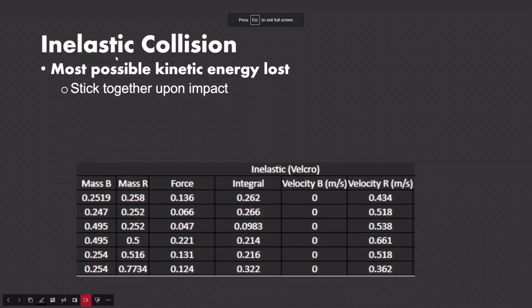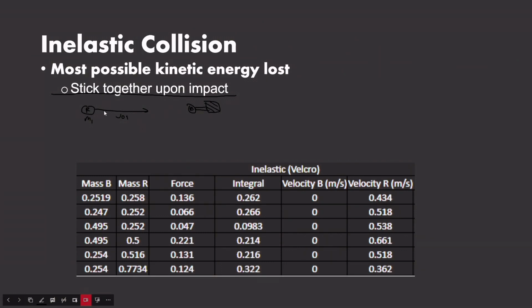In an inelastic collision, the most possible kinetic energy is lost during the collision. In this case, we had two objects stick together upon impact. We had two carts with Velcro on either side, a blue cart and a red cart, set up as shown, the red cart with a mass of 1 and an initial velocity v1 being recorded by the motion sensor, and a blue cart initially at rest with no momentum or velocity up against a force sensor.